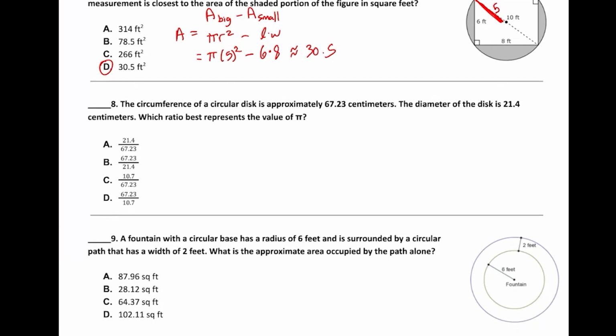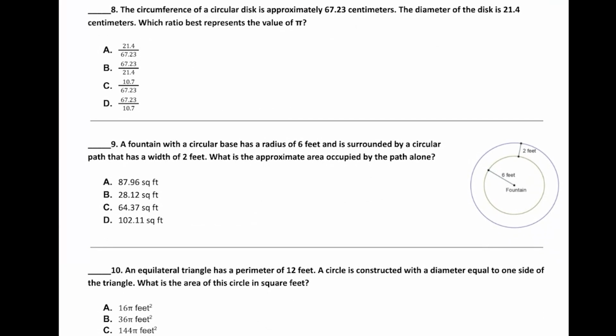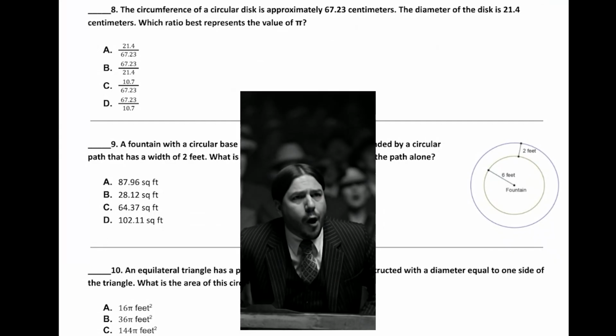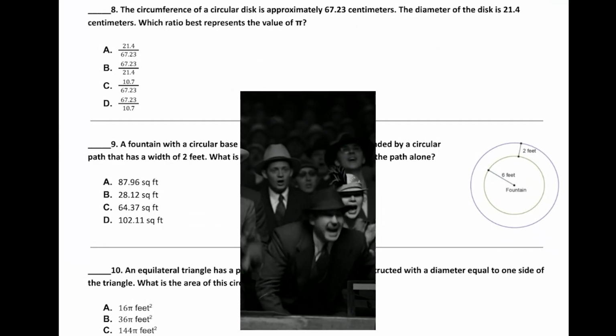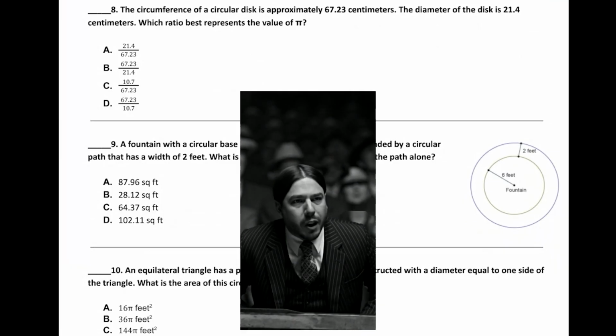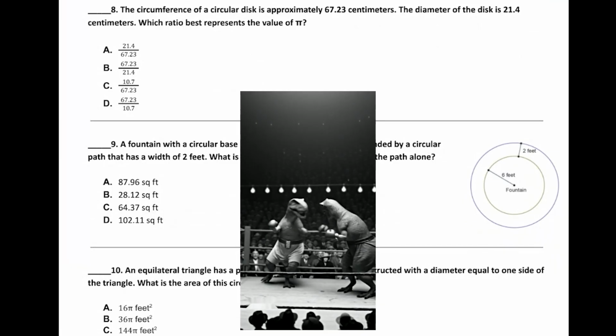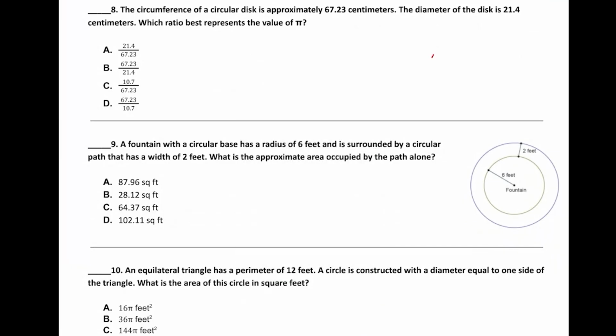Number 8 says the circumference of a circular disc is around 67.23 centimeters. The diameter of the disc is 21.4 centimeters. Which ratio best represents the value of pi? Maybe I should go ahead and just sketch that out.